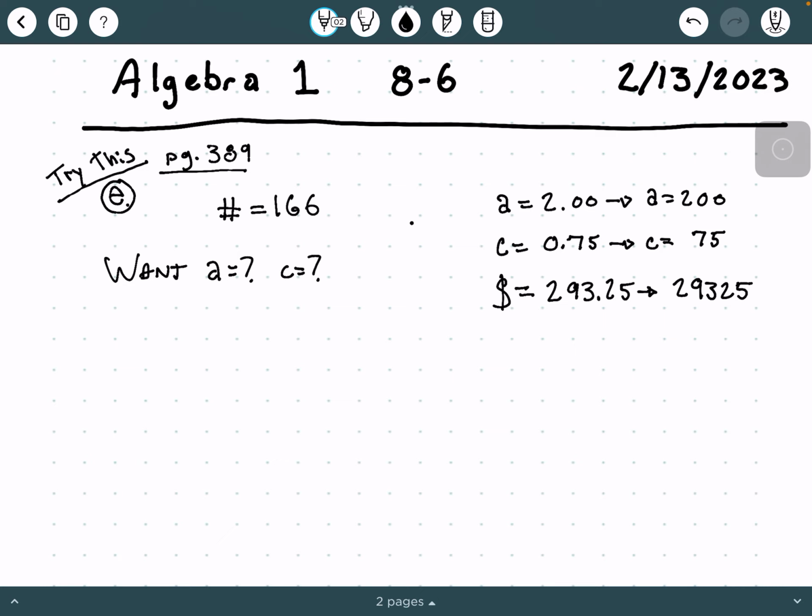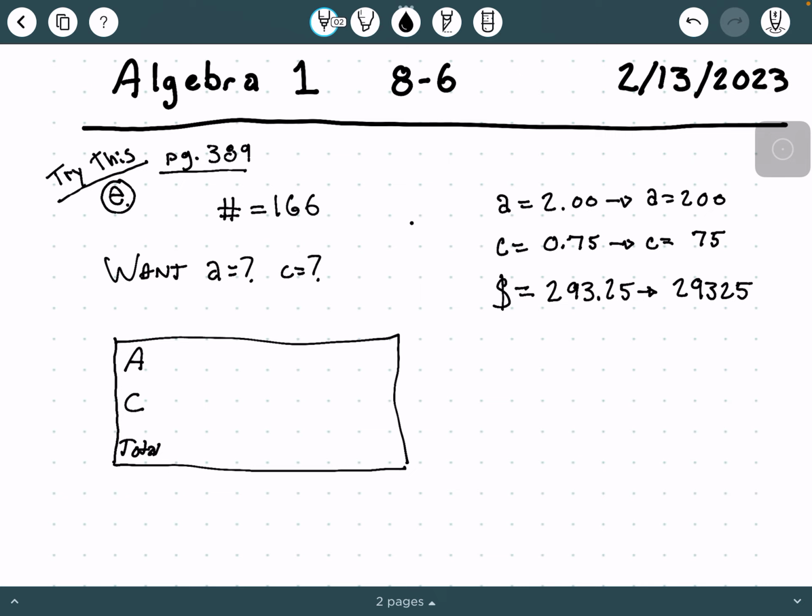Okay, well, to make this easier, let's just make a chart. A chart will be the easiest way to go. So let's have a chart here. Let's make it about that big. Let's say adult, child, and total. Okay, cool. So now I have a chart.